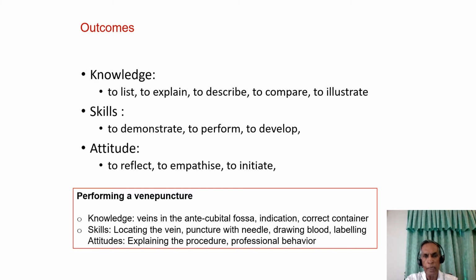Applying the three domains to outcomes, when we relate to knowledge, terms like to list, to explain, to describe, and to compare or to illustrate should appear. In relation to skills, we use terms like to demonstrate, to perform, to develop. And in attitudes, we can use terms like to reflect, to empathize, to initiate.